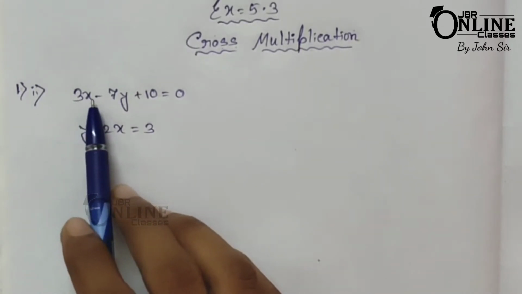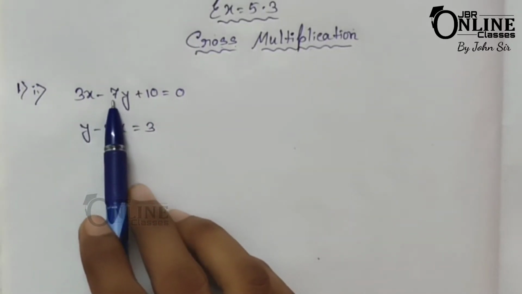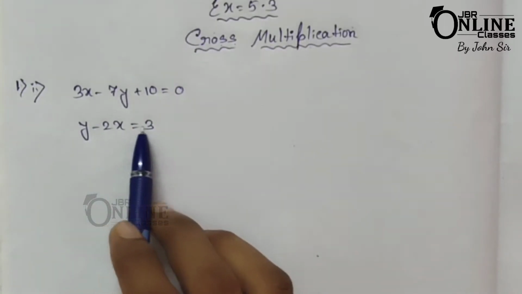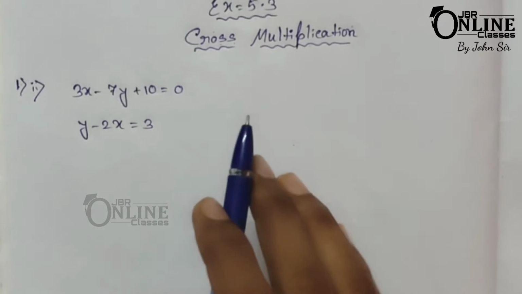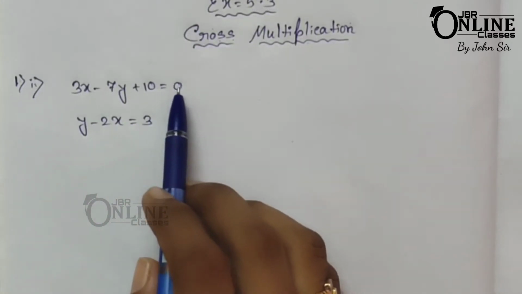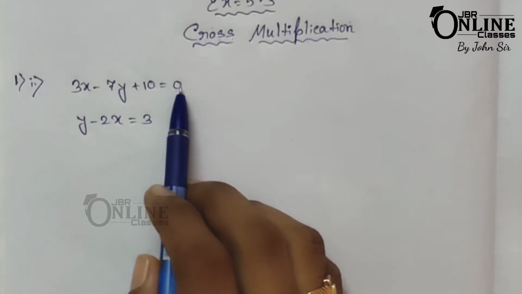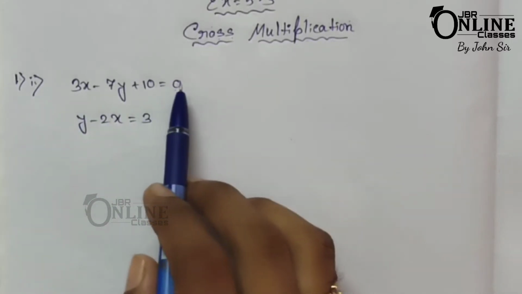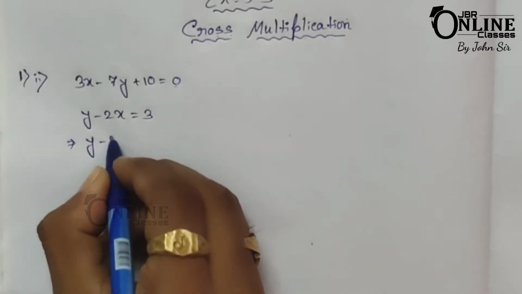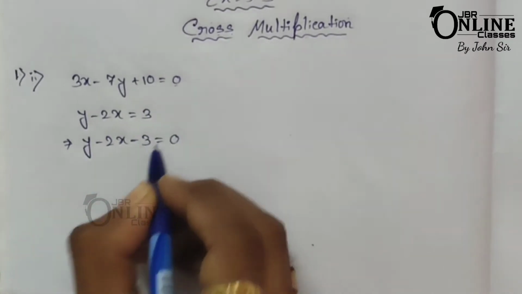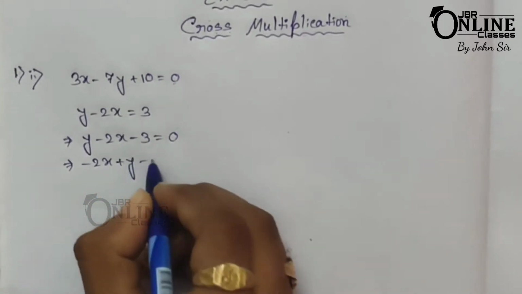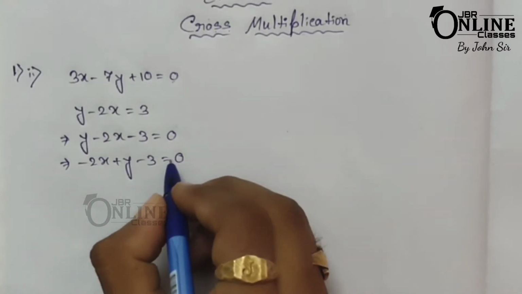Now here there are two equations. The first equation is 3x minus 7y plus 10 equal to 0, and the second equation is y minus 2x equal to 3. The first step is to arrange them so that the right hand side of each equation is always 0. In the first equation the right hand side is already 0, but the second equation you have to arrange: y minus 2x minus 3 equal to 0, and write x first, then y, and then the numerical number. So this is the second equation.